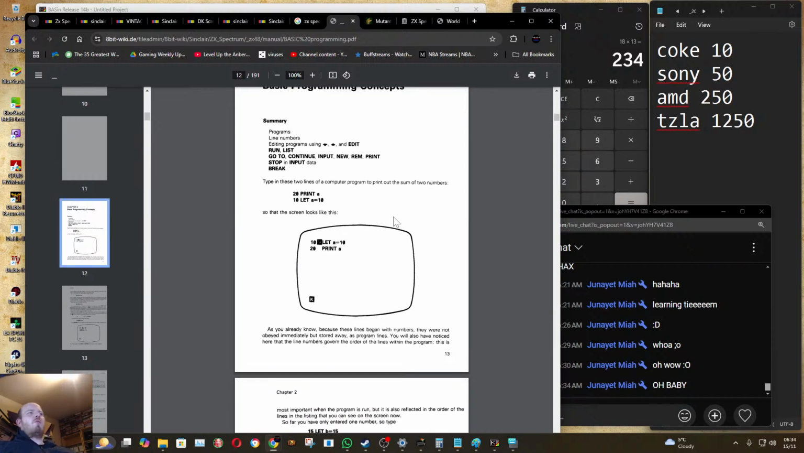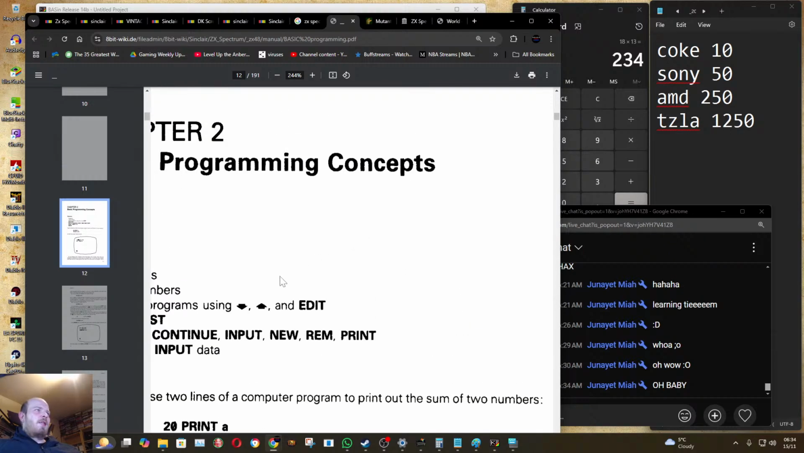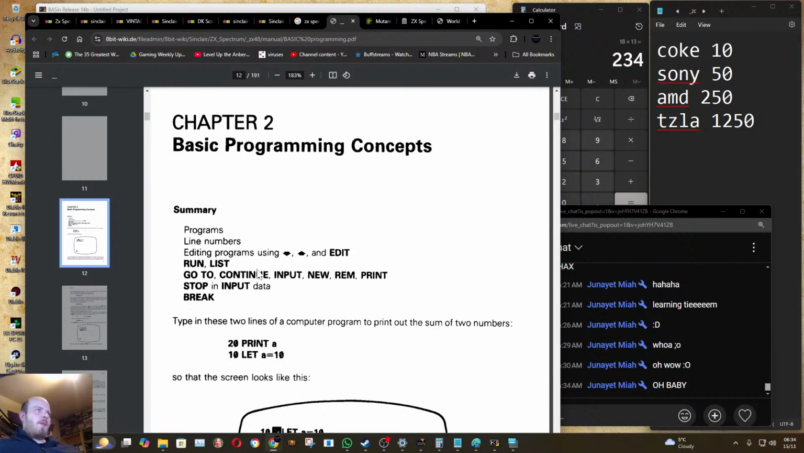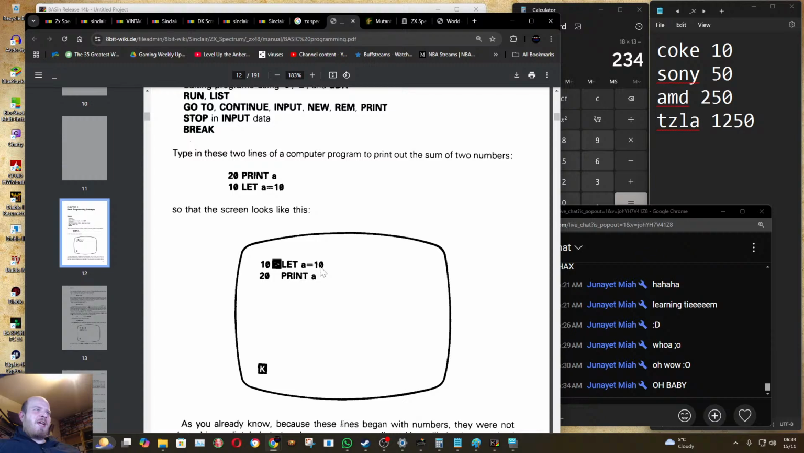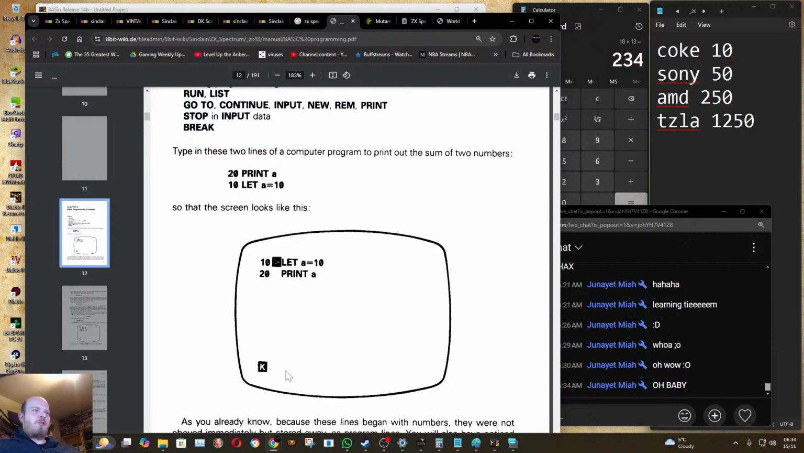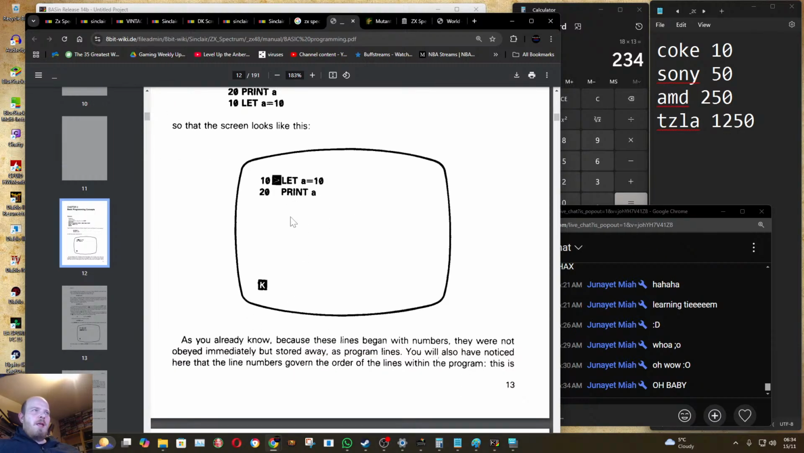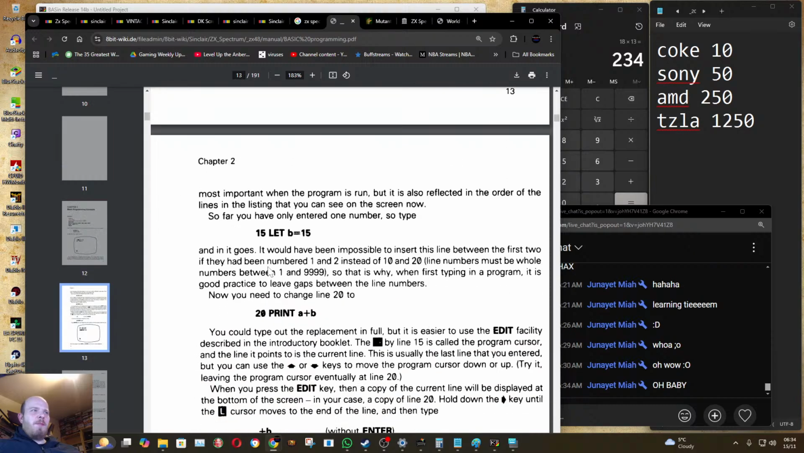So it starts all the way from the beginning, Mia, right? Basically you're doing let A equals 10, print A. So it will show 10 on the screen, right? If A equals 10, right?